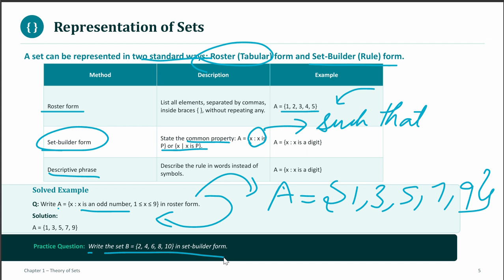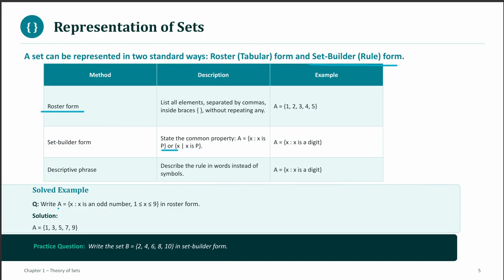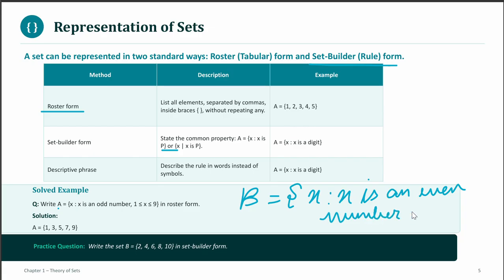Let us solve this question as well: write the set B in set builder form. Now we have to convert it into set builder form. How can we do it? Let us use the same method. I'm taking B as the set. B is equal to x such that x is an even number, and x lies between 2 to 10. So this is going to be the answer for this question right here.